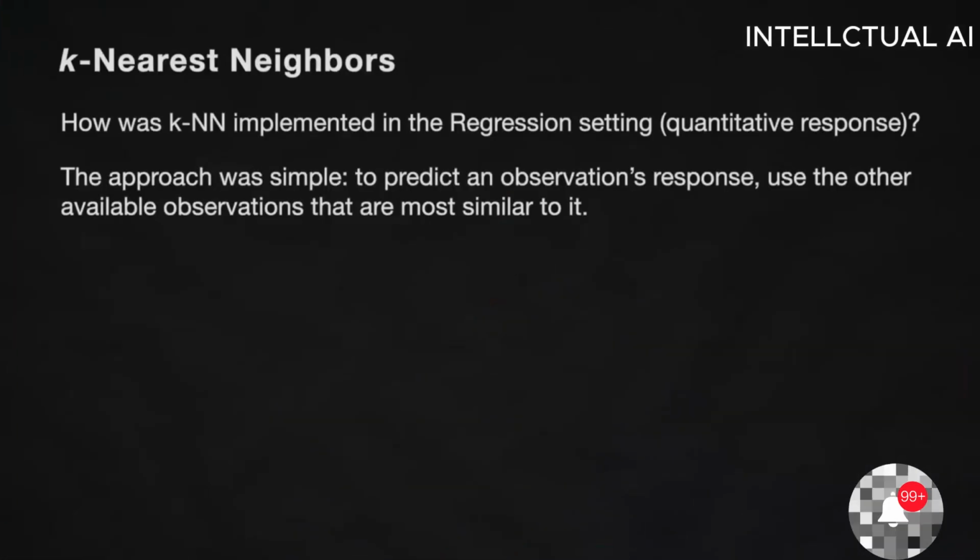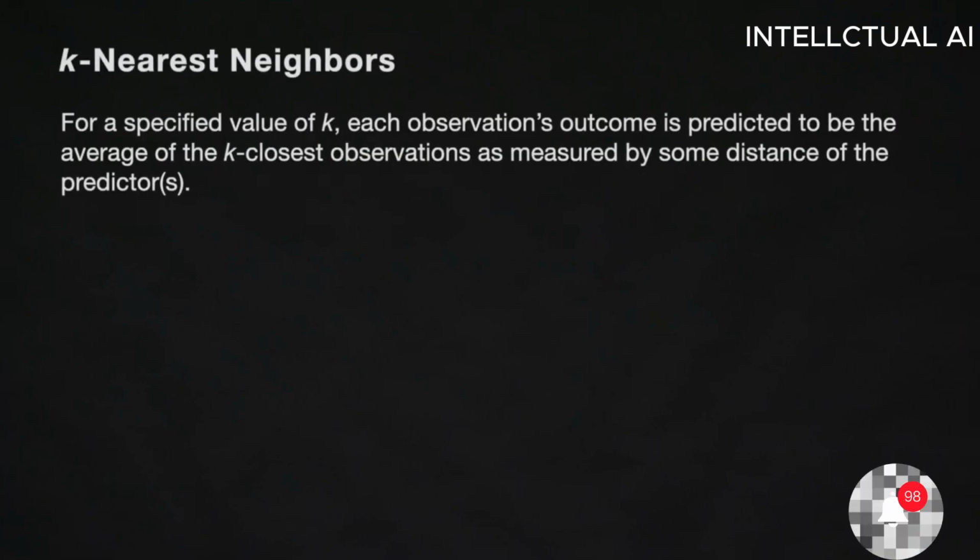We have already seen the KNN method for predicting a quantitative response. How was KNN implemented in the regression setting? The approach was simple. To predict an observation's response, we use the other available observations that are most similar to it. For a specified value of k, each observation's outcome is predicted to be the average of the k closest observations as measured by some distance of the predictors.